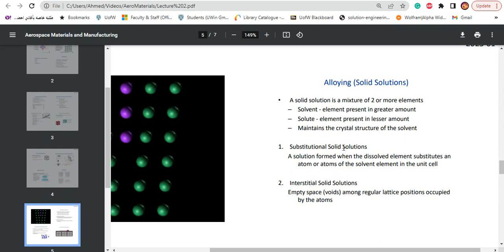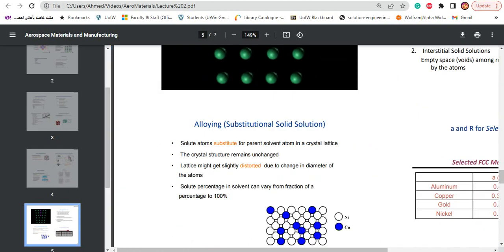And we have substitutional solid solutions. Solution formed when the dissolved element substitutes an atom or atoms of the solvent element in the unit cell. Interstitial solid solutions: voids among regular lattice positions are occupied by the atoms.